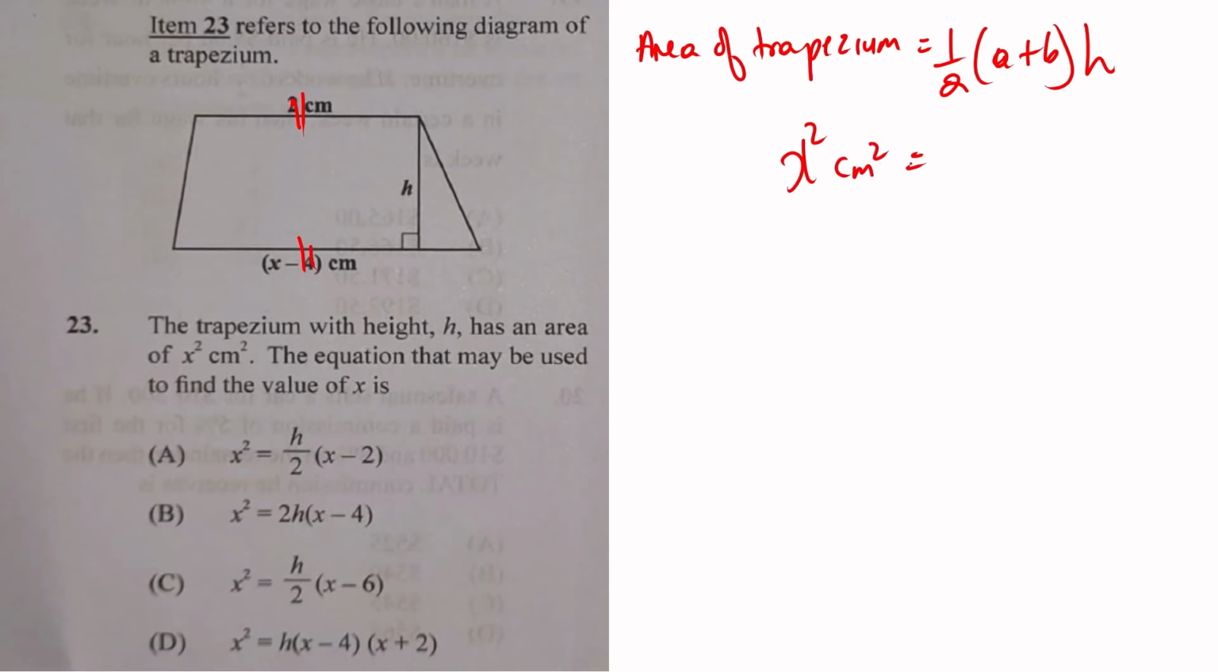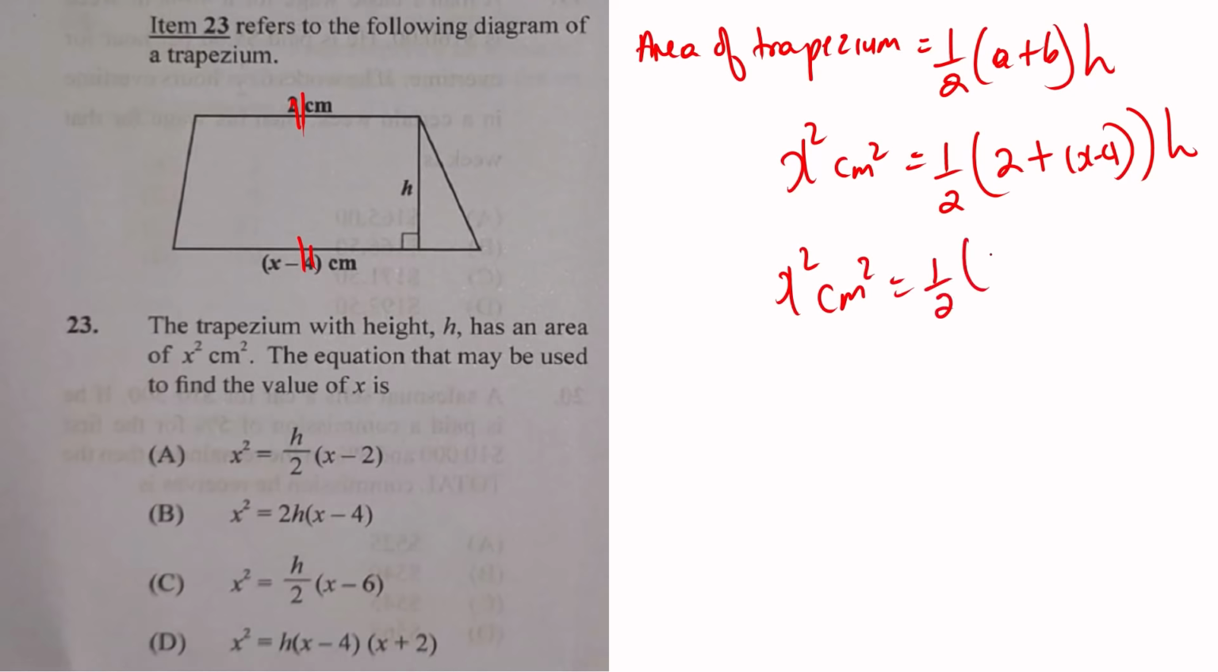And we know that, put back the half as a part of the formula. The opposite sides are what? 2 plus x minus 4. And the perpendicular height is given by h, so that h stays there. So we have x square centimeter square is equal to, so let's add what's in our bracket. So we have half times 2 plus x minus 4. Remove our bracket, we have 2 plus x minus 4. So 2 minus 4 gives us negative 2. So we have half times x minus 2 times h.